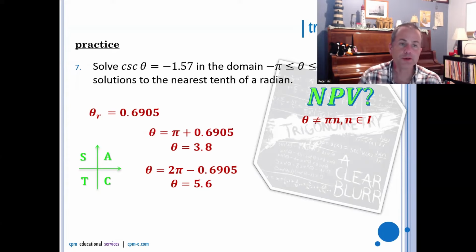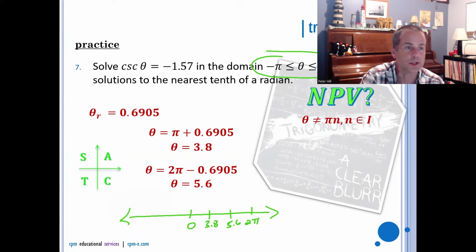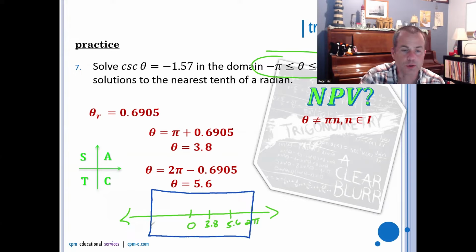Now, here's what I was talking about earlier, think about it as a window. I asked you to just start from 0 to 2 pi. And so far, we've gotten two answers, 3.8 and 5.6. What this is telling me, this window here, is that I'm now allowed to have a window that looks more like this, where I'm going to go to negative pi as well.